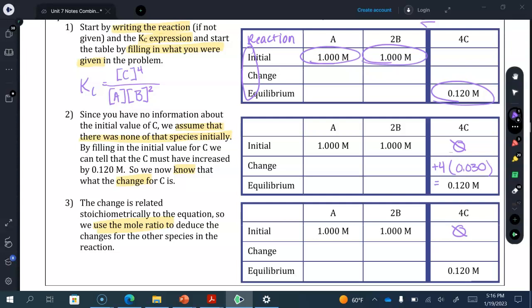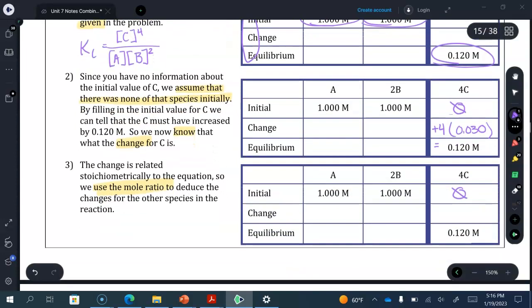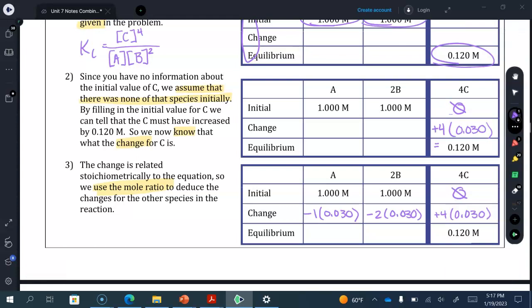So we know what the change is. And that change is going to also be reflected through the rest of these. So this should be plus 4, and this should be minus 2 and minus 1. And then the 0.030 is the proportion amount that is reacting. So then we can solve for our equilibrium amounts, and this should be 0.970 molar, and this one is 0.940 molar.